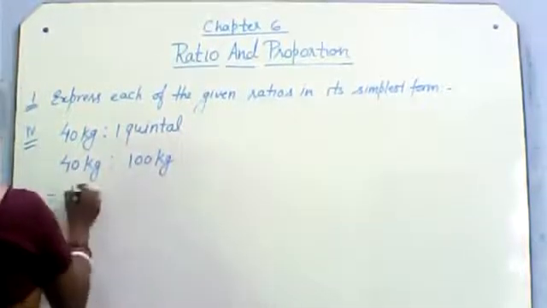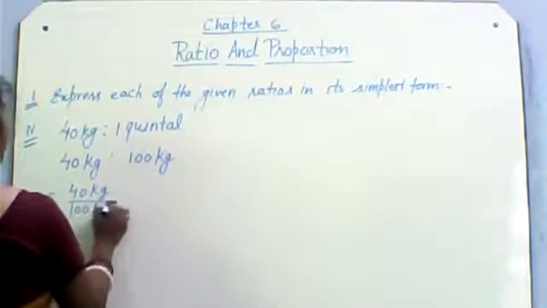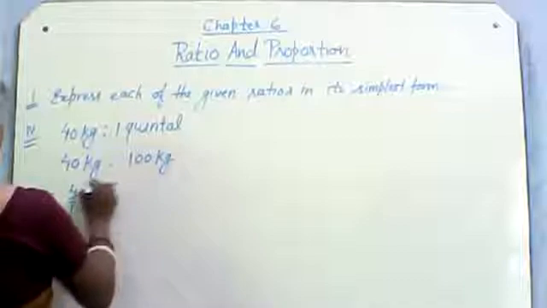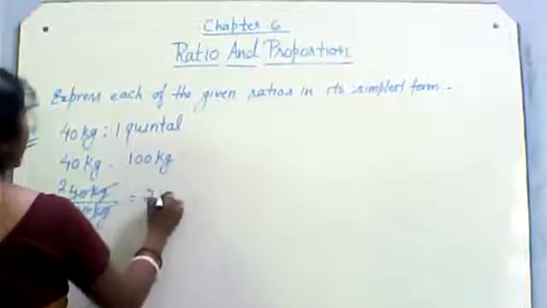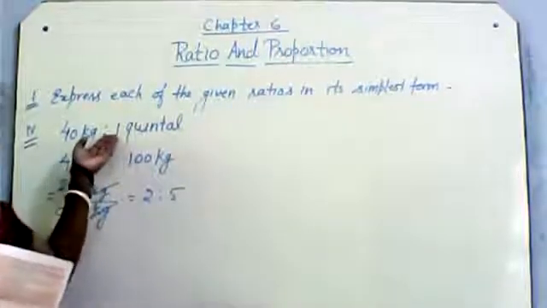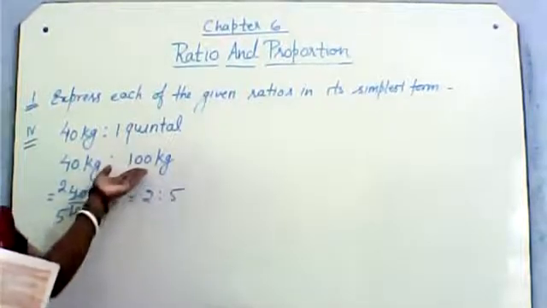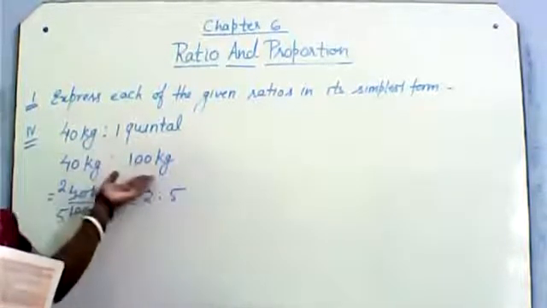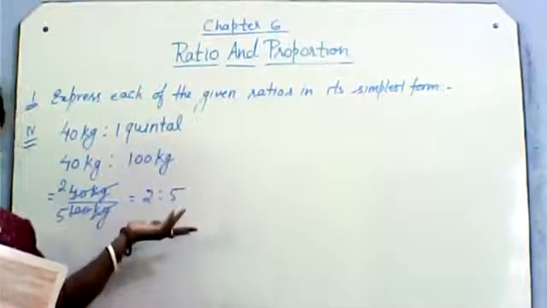Now 40 kilogram upon 100 kilogram. Kilogram cancels kilogram. 2 2s are 4, 2 5s are 10... so the ratio will be 2:5. Suppose in case of 1 quintal, if 3 quintal is there, then 300 kilograms. If 10 quintal is there, then 1000 kilograms. Then multiply by 100. Understood, students?